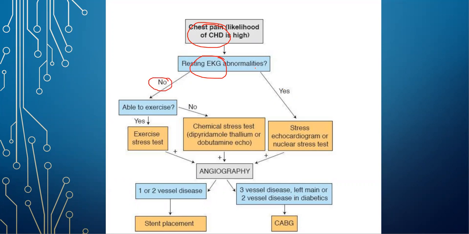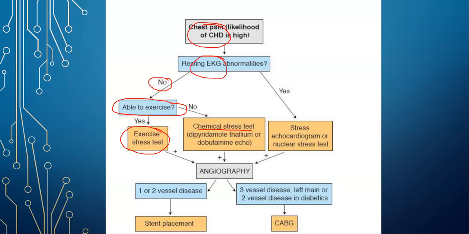Okay, so resting ECG abnormalities, no. So no ECG abnormalities, then you find out if the patient is able to exercise. If the patient is able to exercise and ECG is normal, we can just do an exercise stress test. If the patient is not able to exercise, then you do a chemical stress test.